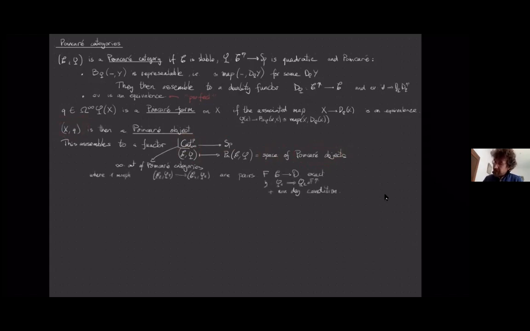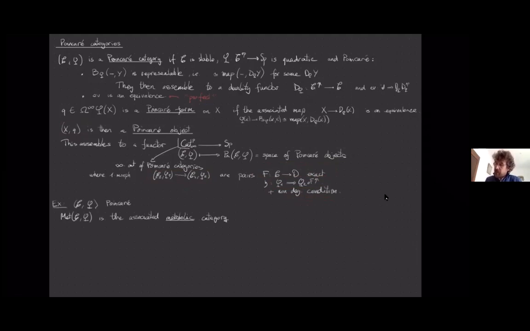So in this infinity category of Poincare categories, the one morphisms are actually exact functors of stable infinity categories together with a way of commuting with the quadratic functor, so a natural transformation. And again, they need to satisfy some non-degeneracy condition that I'm hiding here. So let's give some examples of Poincare infinity categories.